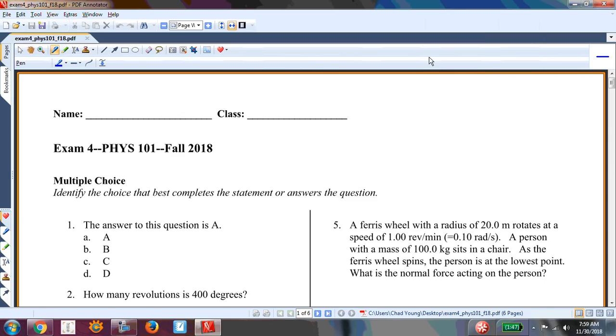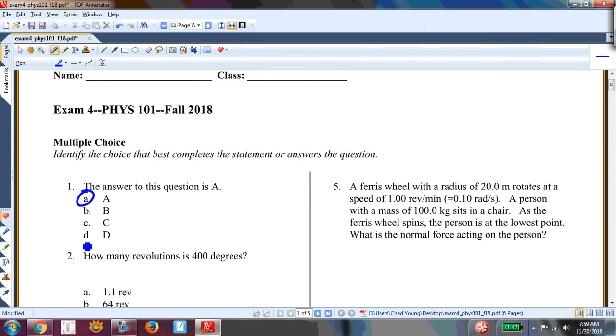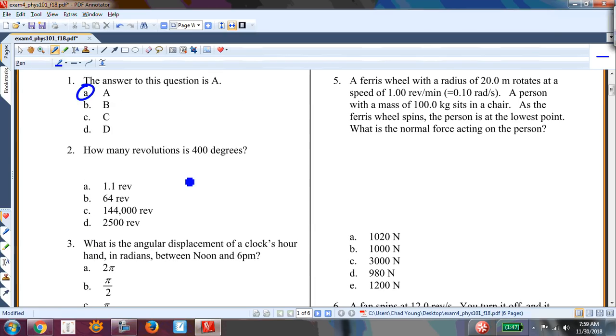Okay, exam 4, fall 2018. First answer is A. How many revolutions is 400 degrees? Well, look, 400 degrees, I know that one revolution equals 360 degrees. And so 400 is just a little bit over 1. So let's just get rid of all those and say that it's 1.1. But if I really want to go through the calculation, I say 400 degrees, 360, one revolution.